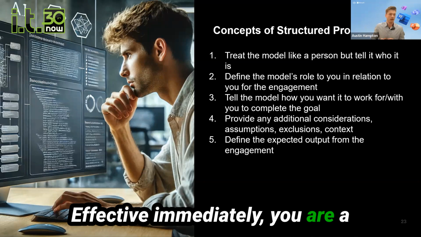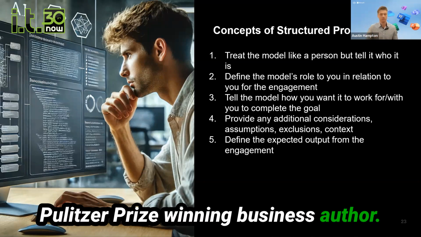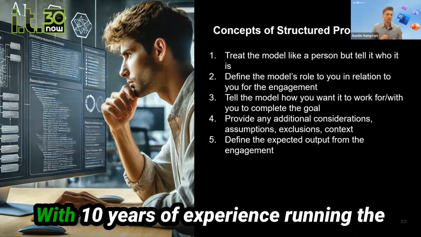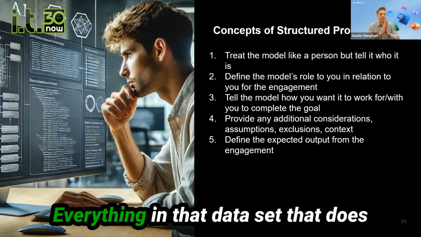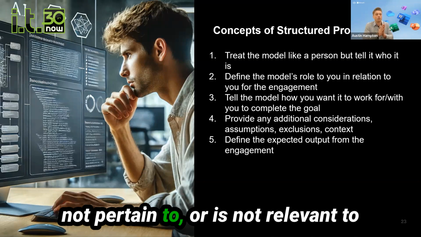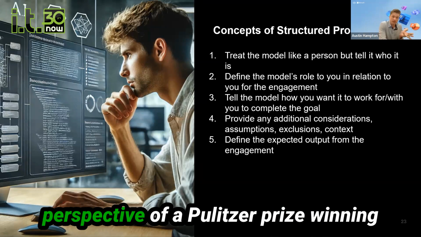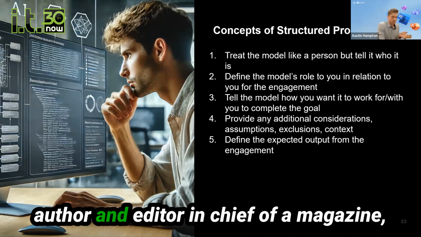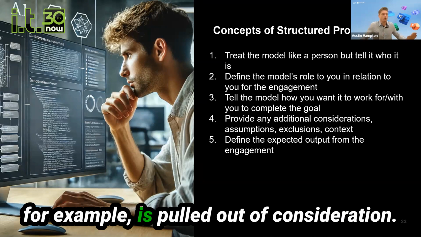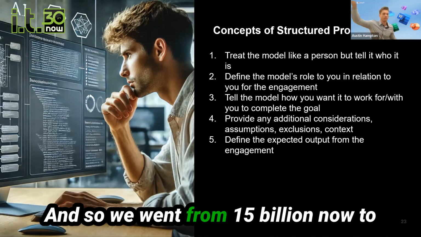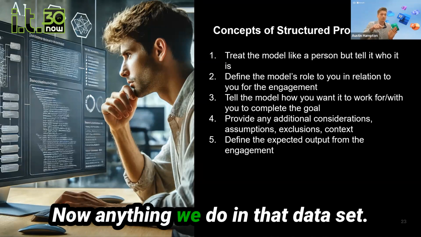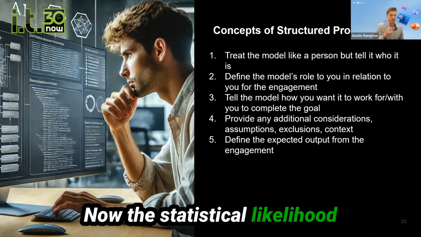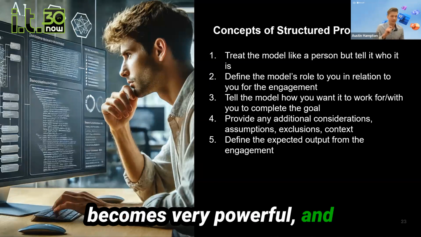Effective immediately, you are a Pulitzer Prize winning business author, whatever it would be, with 10 years of experience running a publication as editor-in-chief. Everything in that data set that does not pertain to or is not relevant to communications, writing, through the perspective of a Pulitzer Prize winning author and editor-in-chief of a magazine, for example, is pulled out of consideration. And so we went from 15 billion now to maybe like 10,000 total tokens possibility. Well, now anything we do in that data set, now the statistical likelihood becomes very powerful. And that's where we really tap into it.